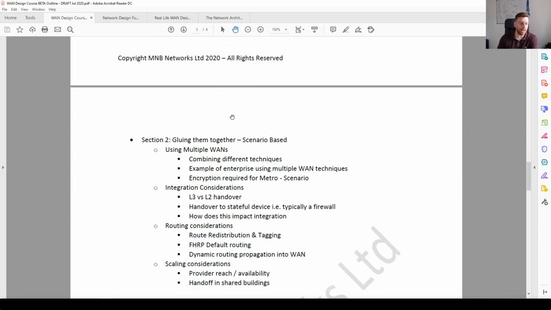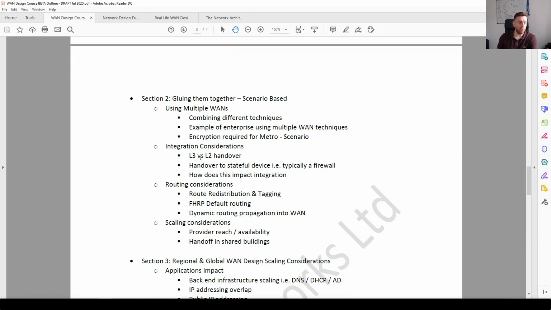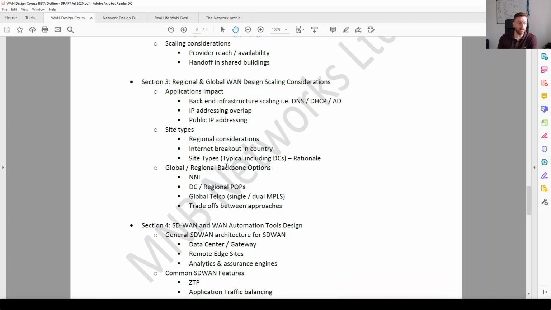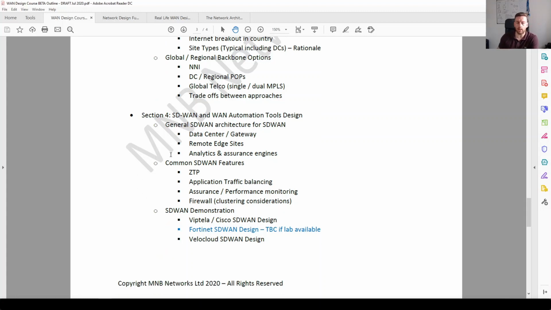We'll talk about those in isolation before moving on to the next section, which is all about using multiple different WAN technologies together, how they integrate with each other and some of the things that you need to watch for. In section 3, we'll talk about WAN scaling. That could be regional, just a small region within a country, or it could be up to global, and there are different requirements that you need to think about when scaling a network design up, but you really need to think about that at the start of the design.